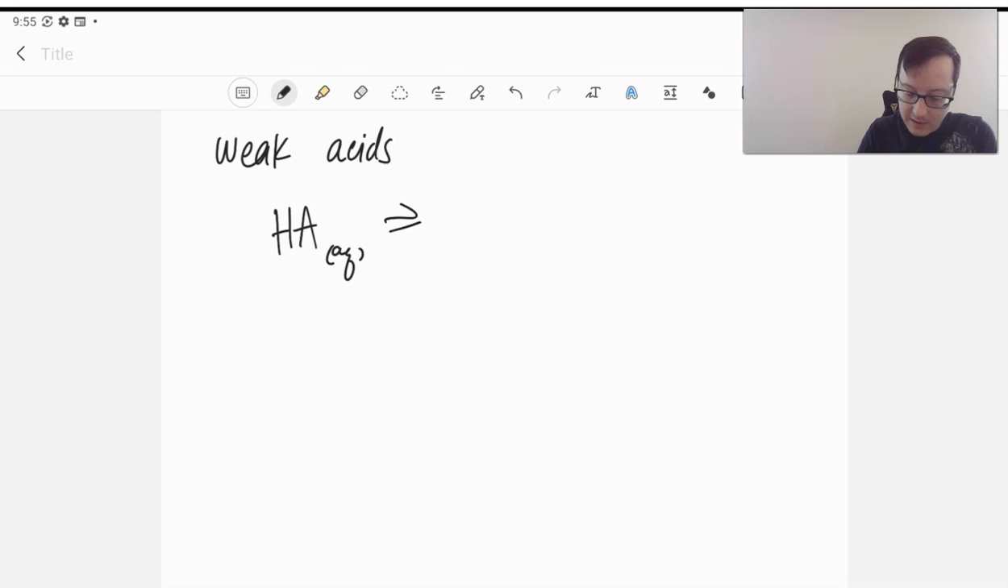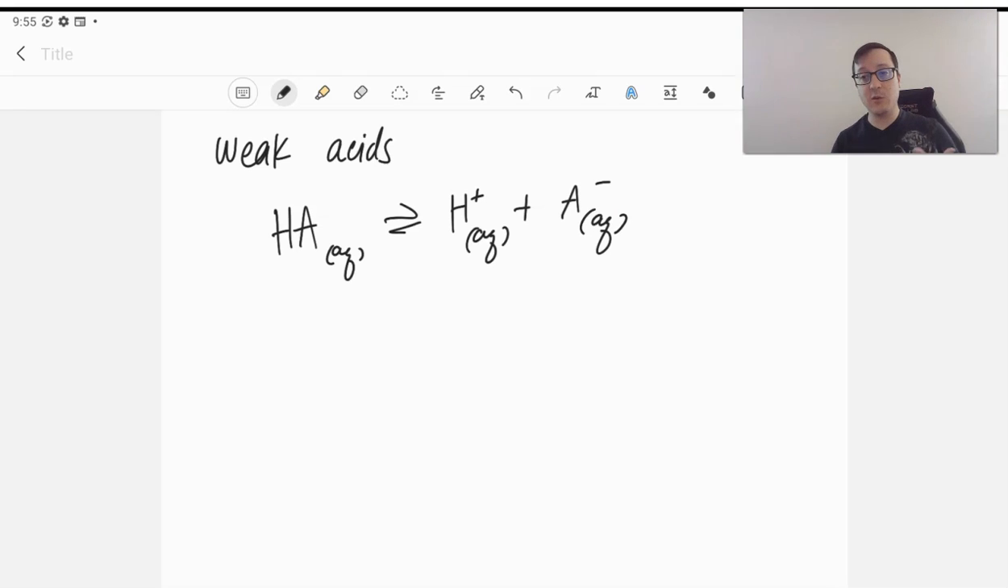However, with weak acids, generally speaking, if we have some weak acid HA, it will undergo an equilibrium in which it's separating into H plus and A minus. So this is an equilibrium process. It's not just a direct reaction where we finish. Some amount of your acid is breaking apart, and at the same time, H plus and your conjugate base are combining back together to reform your acid. And so this is an equilibrium process, right?